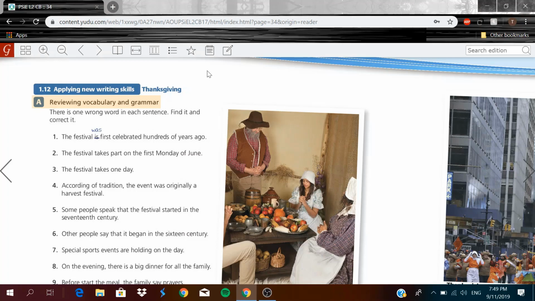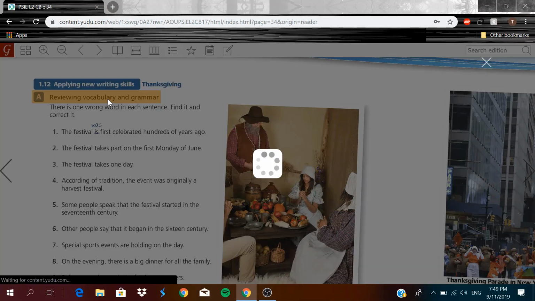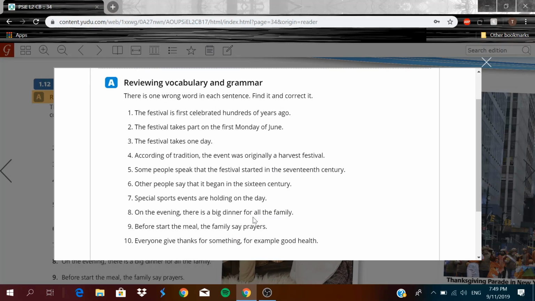Alright you guys, so now moving on to the next page, and here we have the final 2 pages of this writing section. So here we have 1.12, applying new writing skills, and we're going to be talking about Thanksgiving, or rather writing about it. Okay, so let's start again with the vocab. Here we have reviewing vocab and grammar. There is one wrong word in each sentence, so find it and correct it. So in every sentence here, there's going to be one wrong word or misuse of a word, okay?